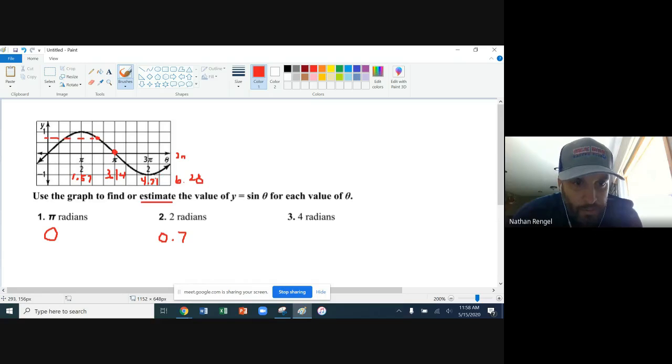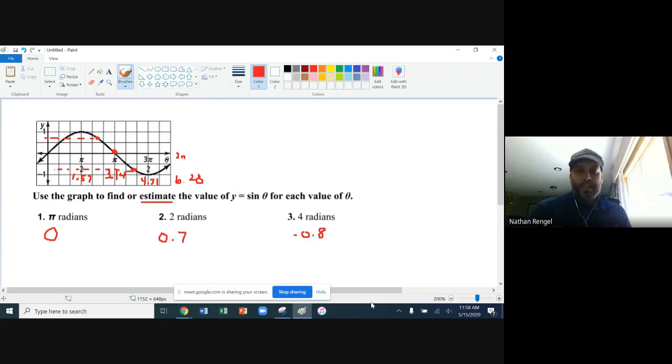3.14 is right here. 4.71 is right here. So 4 radians is going to be just a shade closer to 4.71 than it is to 3.14. So roughly right in there. And we'll scroll back to the y-axis, see where it crosses. And it's at negative 0.8. And again, your interpretation might be a little different. It's just an estimation.